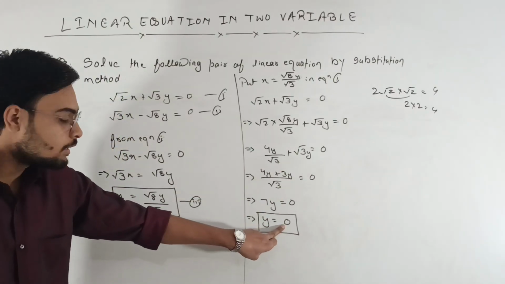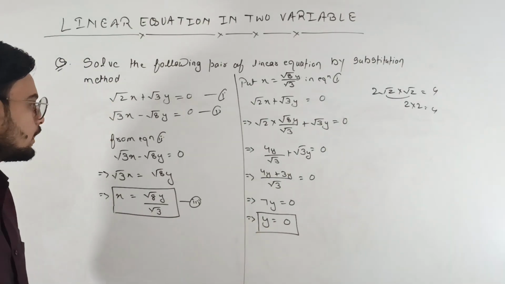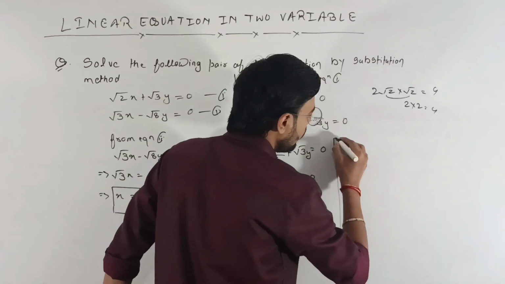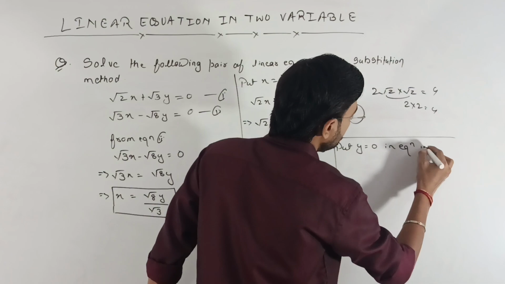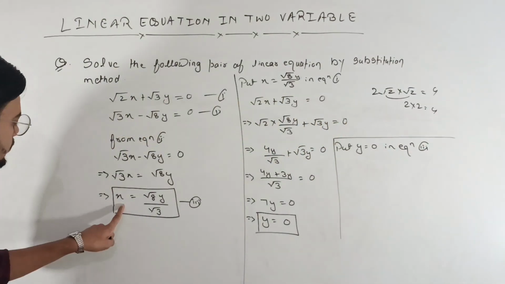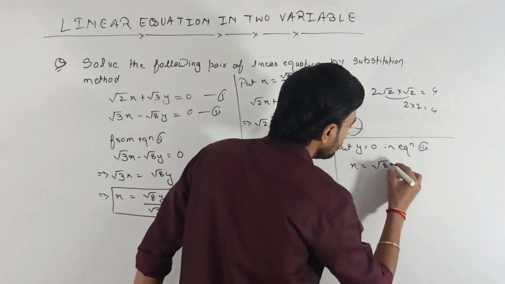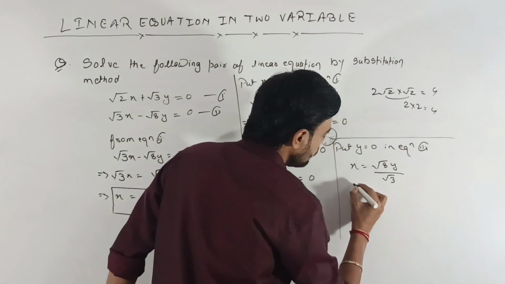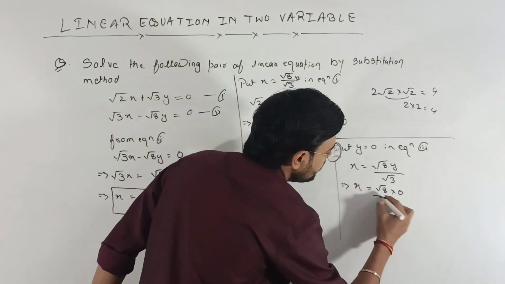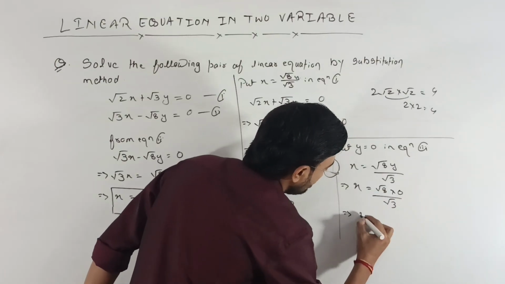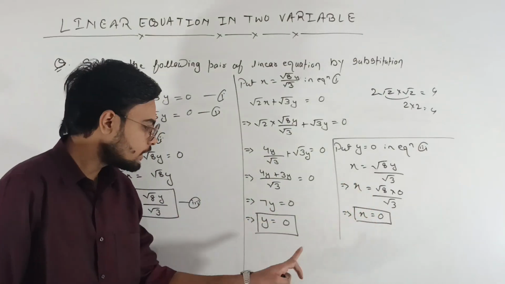Now put this value of y in either 1, 2 or 3, then we get x. So I put y equal to 0 in equation third. What is the third equation? x is equal to root 8y upon root 3. Now look, x is equal to root 8 into y, y is 0, so 0 upon root 3. So this x is equal to again 0. Okay, x is also 0 and y is also 0.